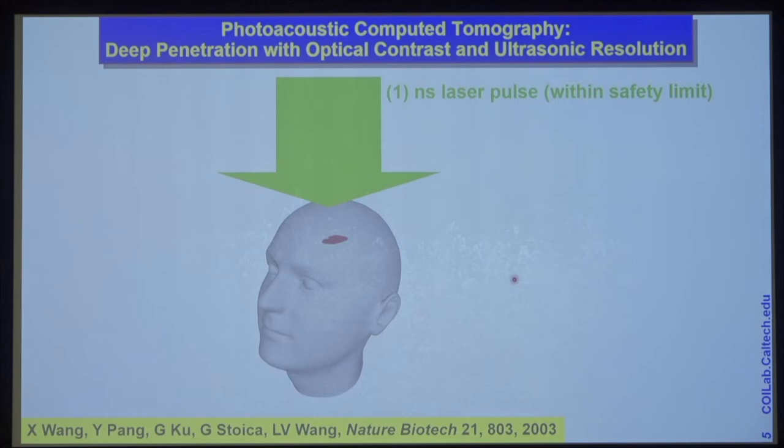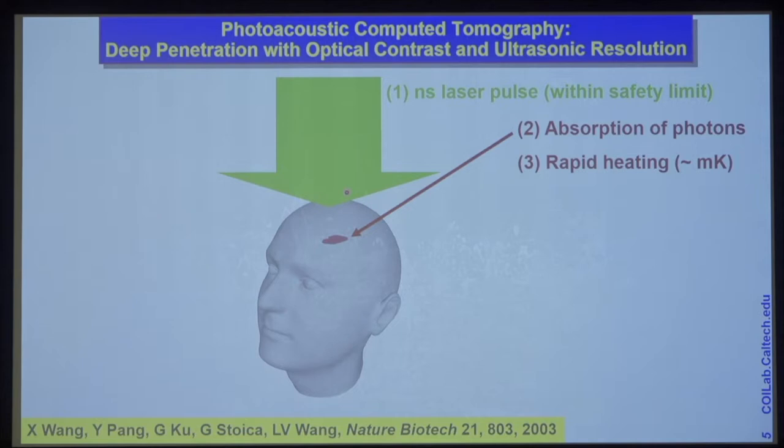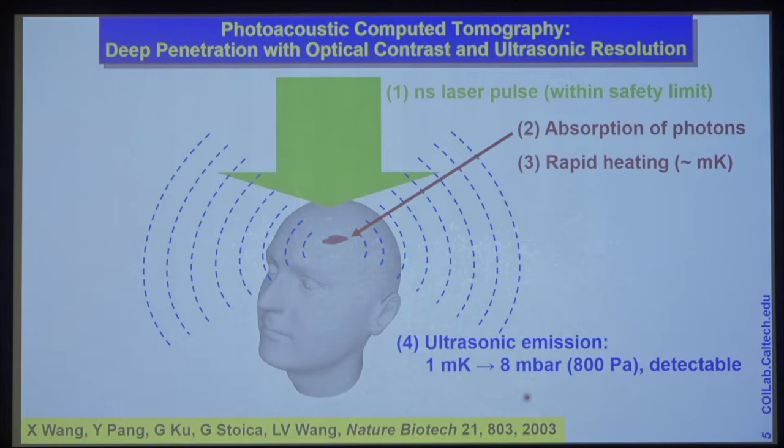In photoacoustic tomography, we first use a nanosecond laser pulse. We expand the laser beam, such that the energy per area, or the radiant exposure, is within the safety limit. We allow photons to scatter around or to diffuse deeply into biological tissue to excite acoustic waves. Every millidegree of temperature rise gives you roughly 800 pascals of pressure, which is detectable already with a reasonably good SNR. In fact, you can heat up hundreds of millidegrees and you're still within the safety limit, and you get a very good SNR to work with.